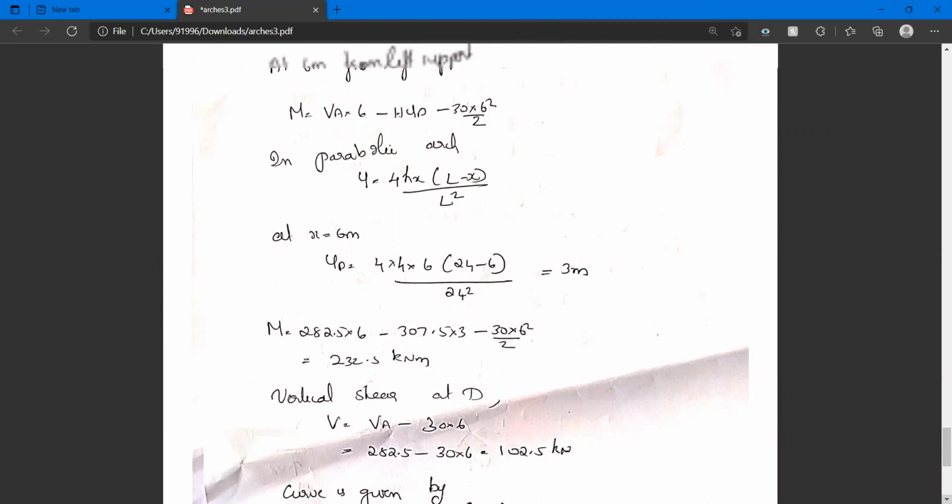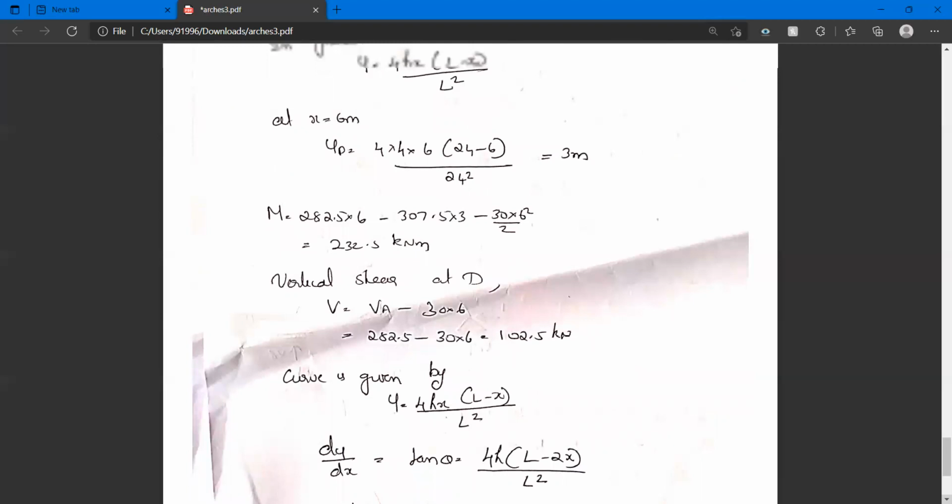Then vertical shear at D. It is the usual way we find the shear force. The same method we have to do. So vertical shear at D is equal to vertical reaction minus UDL, that is VA minus 30 into 6 meter.